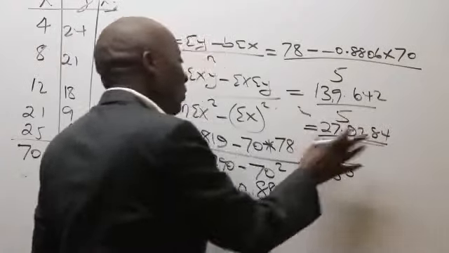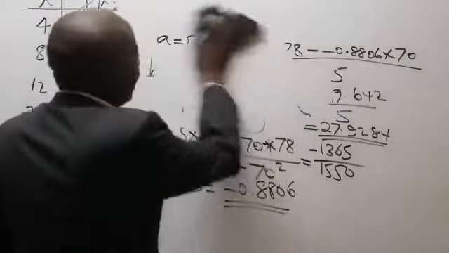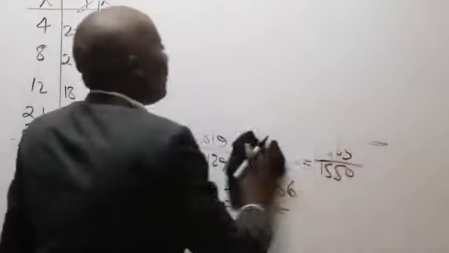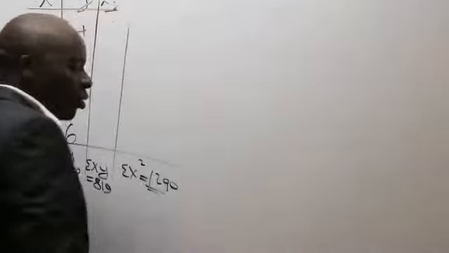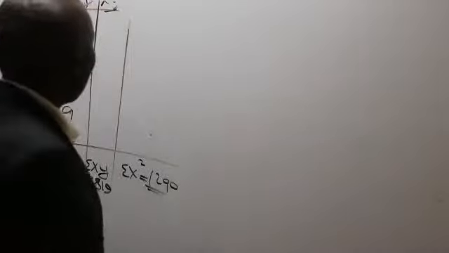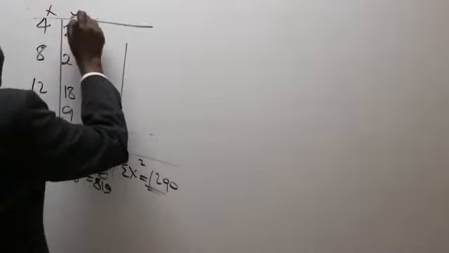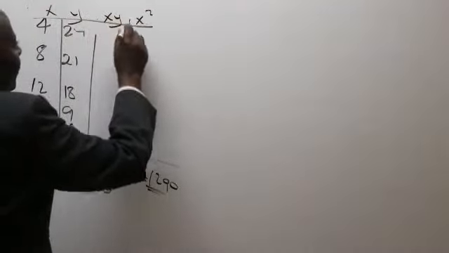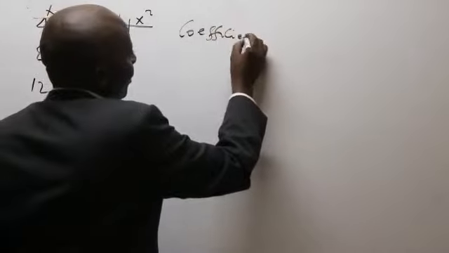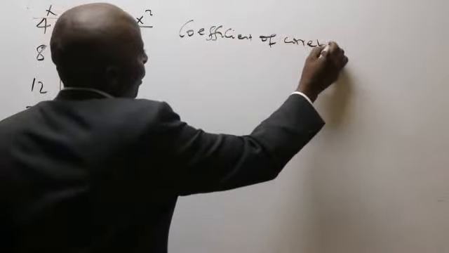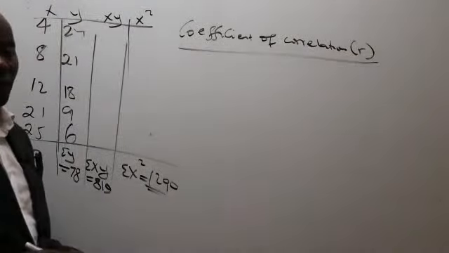And I'm so sure that the moment you have the a and b, writing an equation is not anyone's problem here. Great. Thank you very much. Now, before I get to show you a shortcut, I have to teach you how to get the coefficient of correlation. So mention there, coefficient of correlation, which is our R.